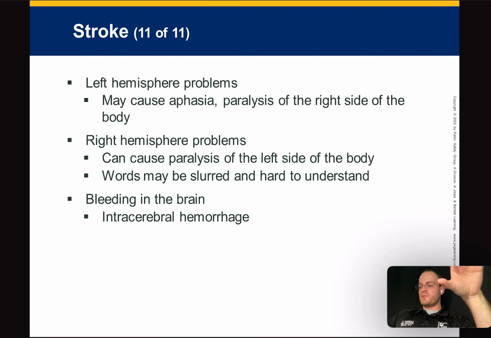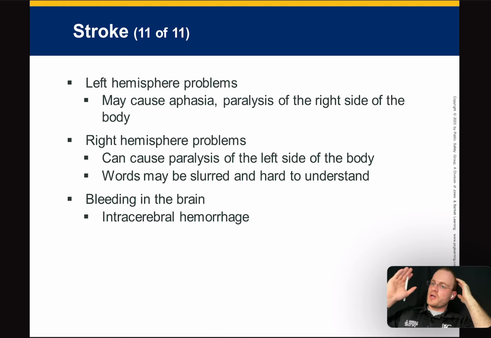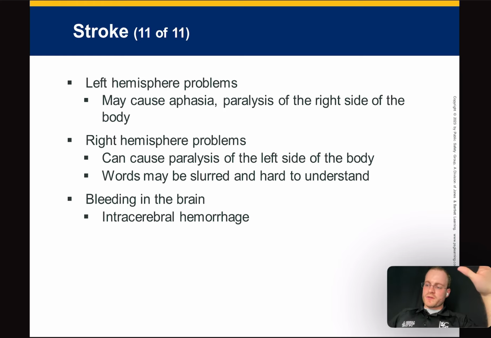So we talked about this. Remember, left-sided cerebral infarct will cause right-sided paralysis of the body and probably aphasia, because the majority of speech is actually on the left side, in most people, but it can change. But anyways, right hemisphere problems can cause paralysis of the left side of the body, and the words also can be slurred and hard to understand, right? That's a different type of aphasia, but it's a speech issue, you might think that's a stroke, okay? And bleeding in the brain is from intracerebral hemorrhage. What causes intracerebral hemorrhage? Typically uncontrolled hypertension will lead to that, okay?